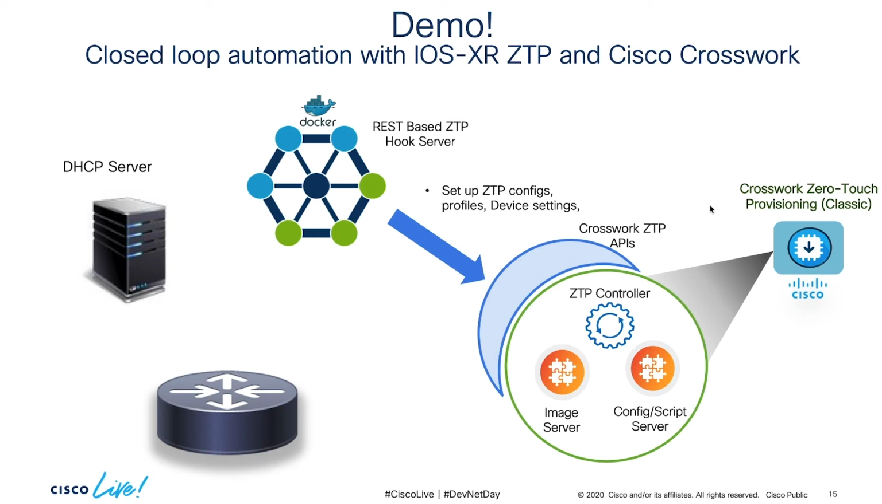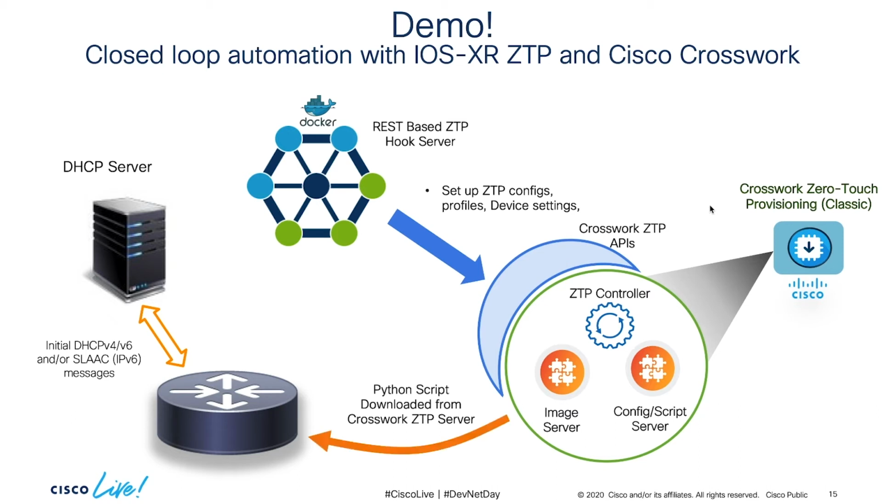Once that's done and the device is powered on, it will send out the initial DHCP request, get the URL for the config to be downloaded, and if it's iPXE, it might be the image that you're looking for. The Python script is downloaded from the Crosswork ZTP server and starts executing on the box. And this Python script has some special logic to be able to talk to the hook server upon successful completion. It will send out a POST request to the hook server.